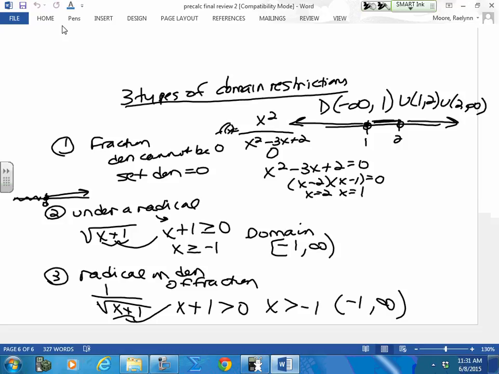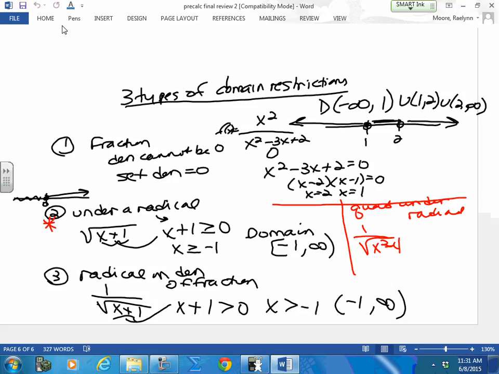Remember your 3 domain restrictions? These are important. Because when I ask you for a restricted domain, you have to go by these 3 rules. Now, we have another little situation under a radical. Sometimes we have a quadratic under a radical, such as this. Now, that's an x squared minus 4.